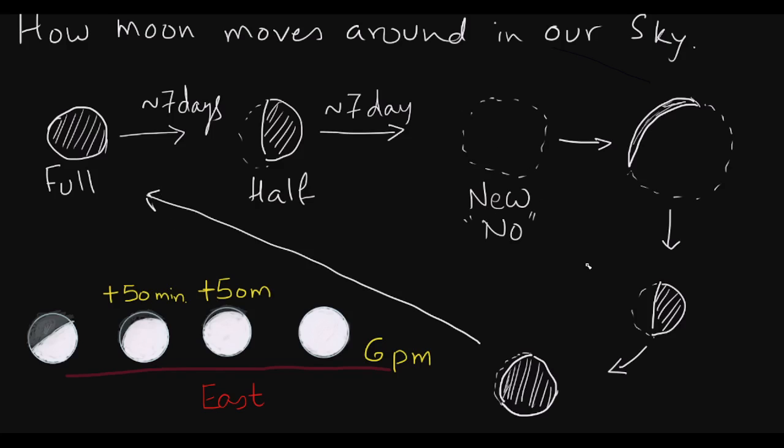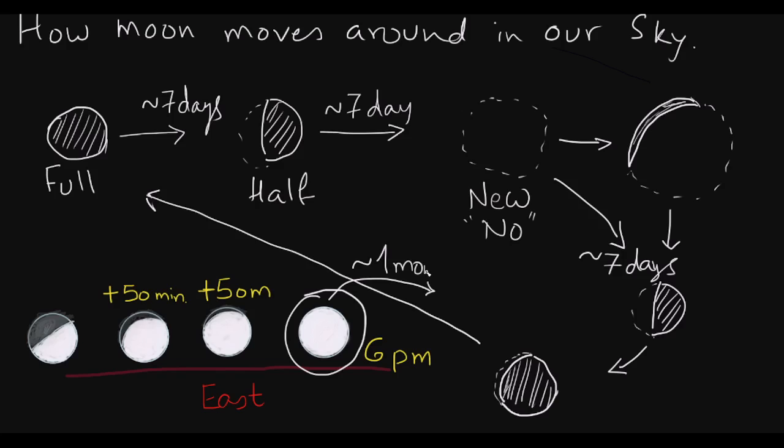So from new moon to half moon, this is about 7 days, and from here again to the full moon it's 7 days. So the total cycle for the moon to come back from a full moon to the next full moon is about 1 month. It keeps on changing. We will see later why it changes. 1 month or about 30 days plus or minus a few days. This is something that we know as the lunar month.